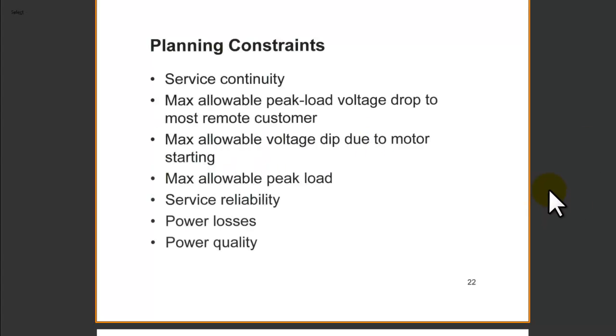In any kind of optimization study there's always a constraint, and this is no exception: we have to carefully find out what the planning constraints are. As enumerated on this page, we have service continuity, the maximum allowable peak load profile drop to a certain customer, the voltage dip due to motor starting, and then service reliability, power losses, power quality, etc. Those are the constraints that the planning engineer has to carefully consider.